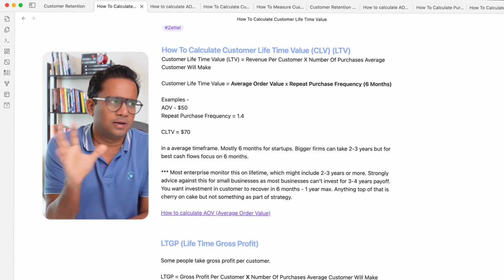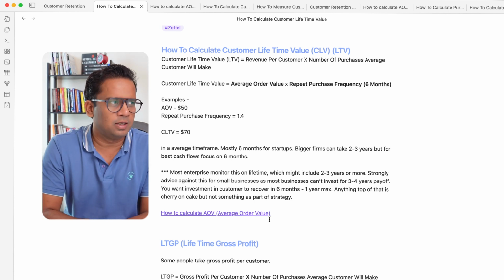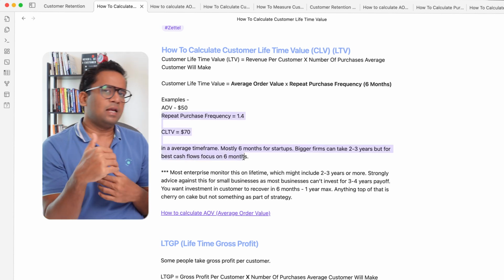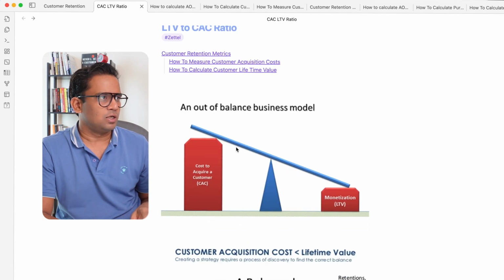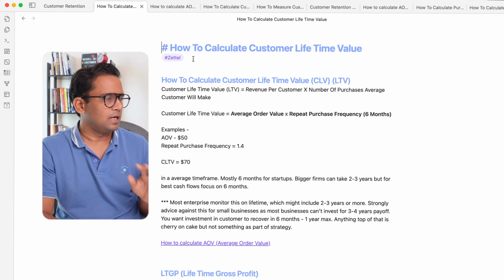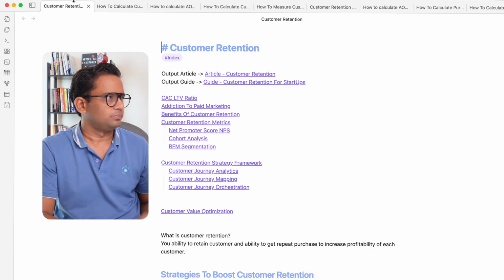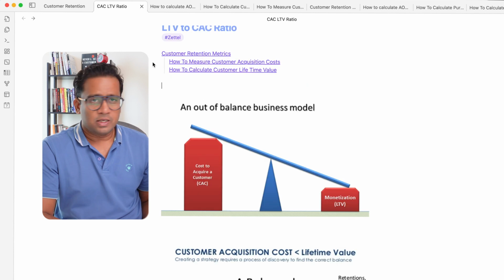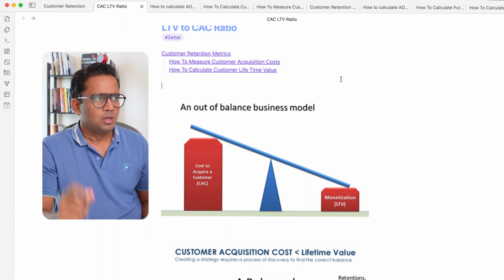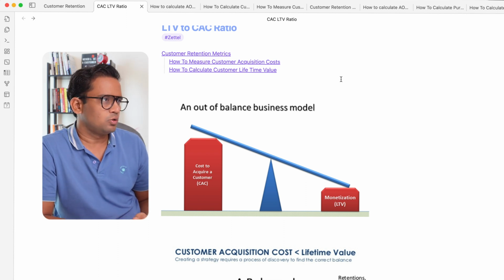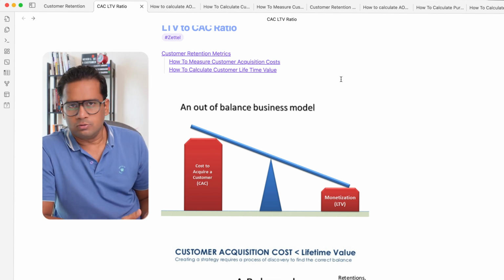But currently the LTV definition is simple. You just multiply, and then we divide it by CAC, and that's where we arrive at this definition of customer lifetime value, which is a ratio. So once we divide, we come to this ratio of CAC to LTV.